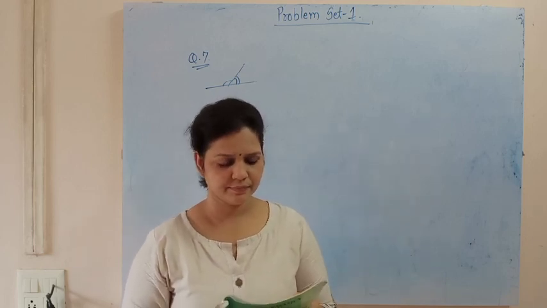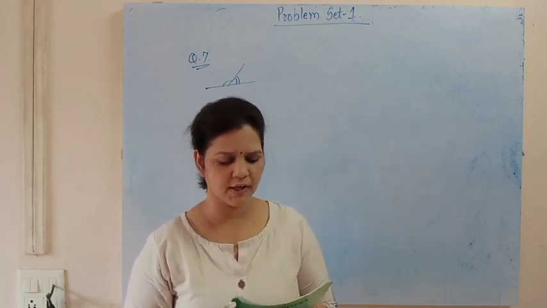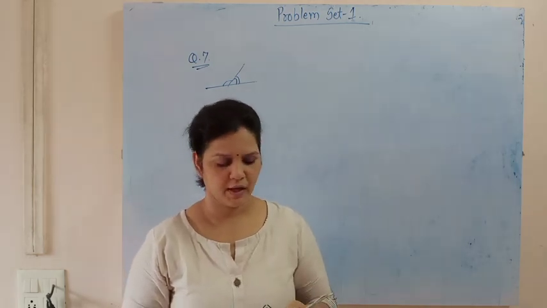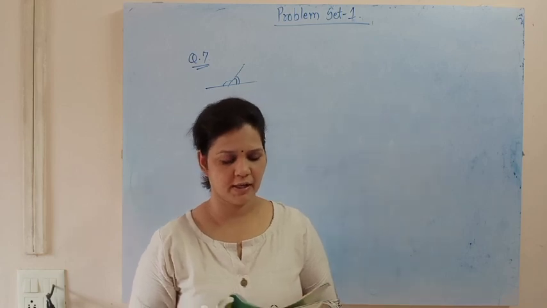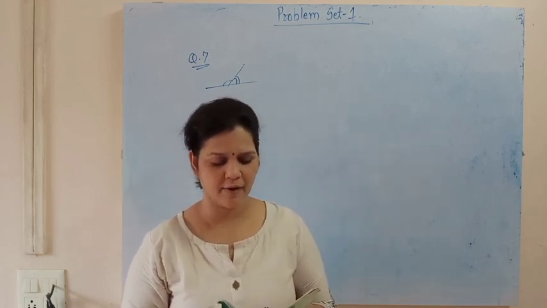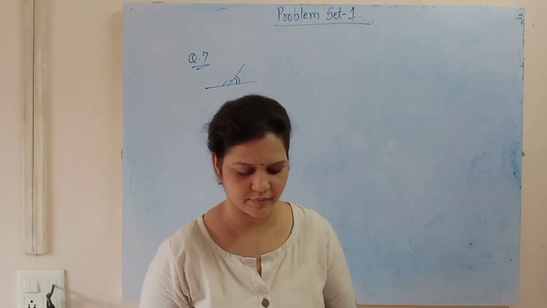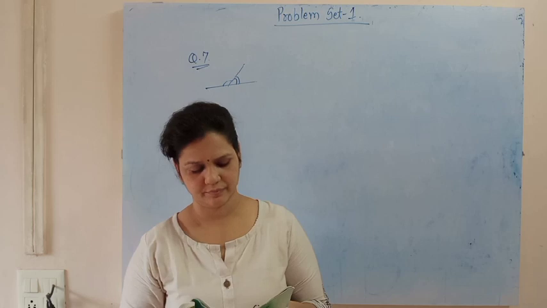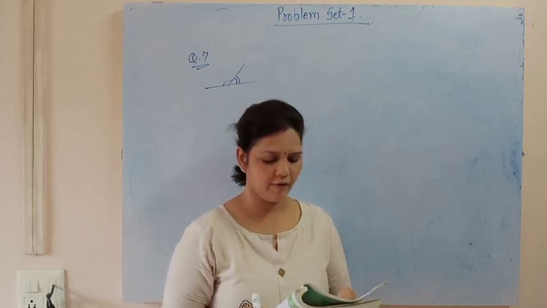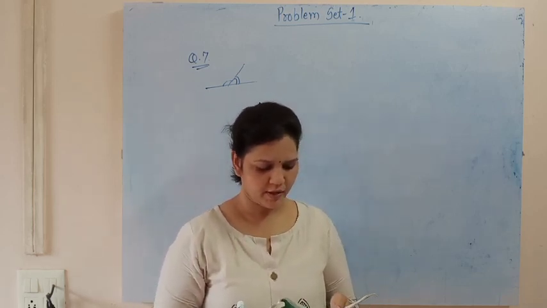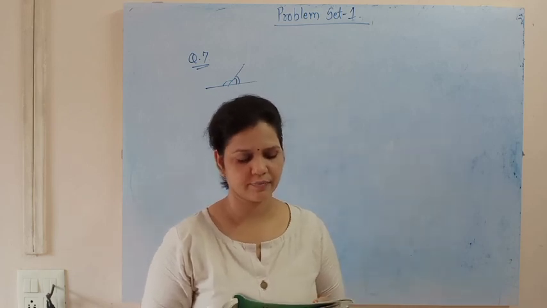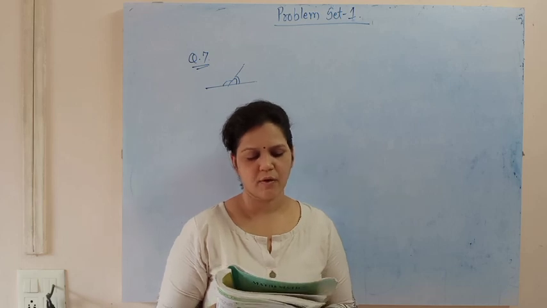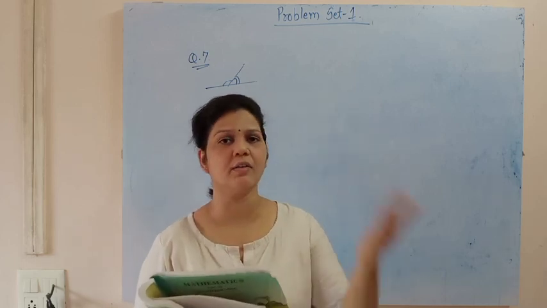Next statement, a number having only 2 divisors is called a prime number. See, so how to write? If a number has only 2 divisors, then it is called a prime number. So here over our question number 7. Now what about question number 8? Write the converse of each of the following statements.